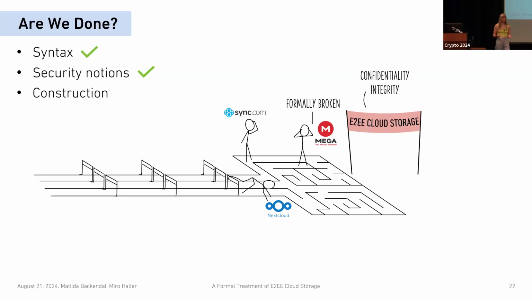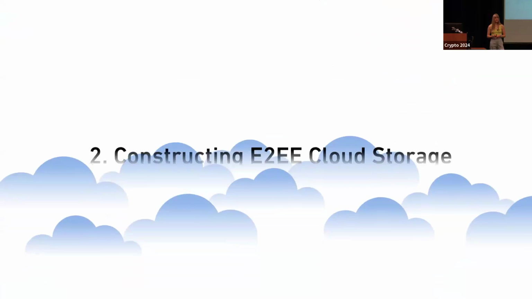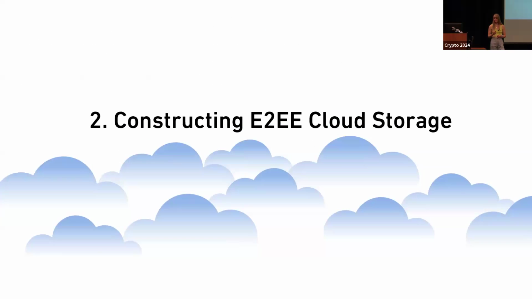Well, no, we're still missing a construction, a cloud storage system which can make it to the goal. So the final contribution of our work that I want to share with you today is our proposal CSS. We were able to show that CSS achieves both confidentiality and integrity, making it the first provably secure end-to-end encrypted cloud storage protocol. So let's take a look at how CSS works.